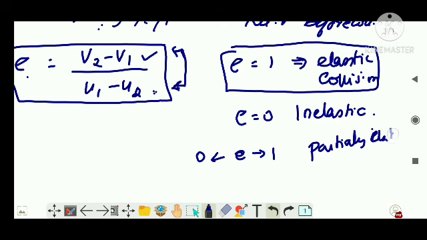So I told you that by looking at the value of e, we can say what type of collision it is, right? When e is equal to 1, it is an elastic collision. If e is equal to 0, it is an inelastic collision. And if e's value is between 0 and 1, it is a partially elastic collision. Clear? Right?